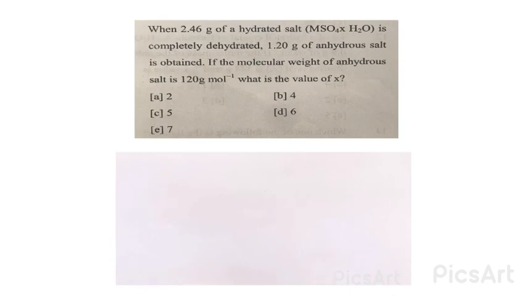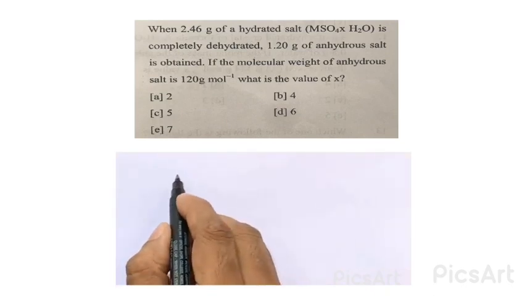In this question, 2.46 gram hydrated salt, whose formula is given, is completely dehydrated to get 1.2 gram anhydrous salt. Given the molecular weight of the anhydrous salt, we have to determine X, that is, the number of molecules of H2O present in the compound. So we can go through the steps.